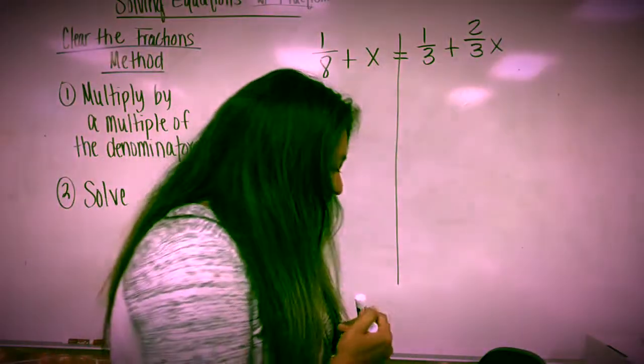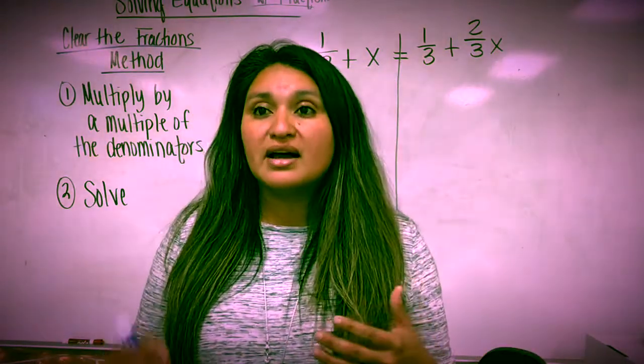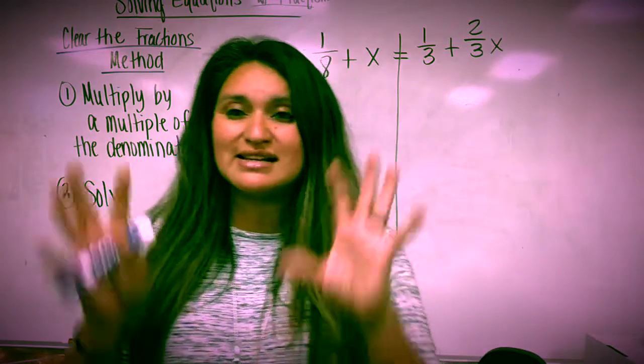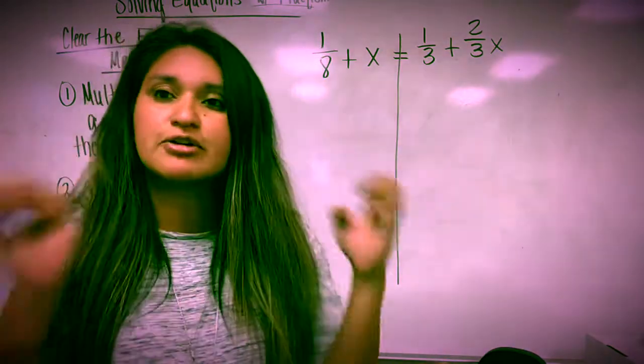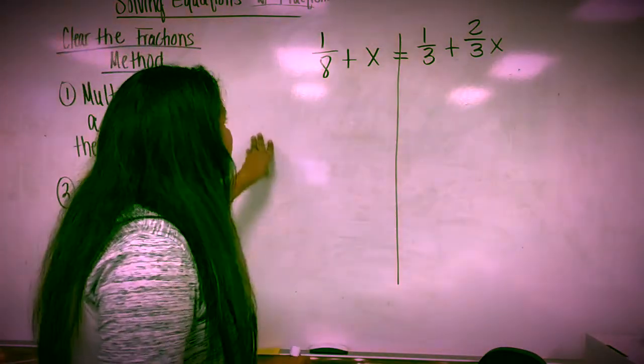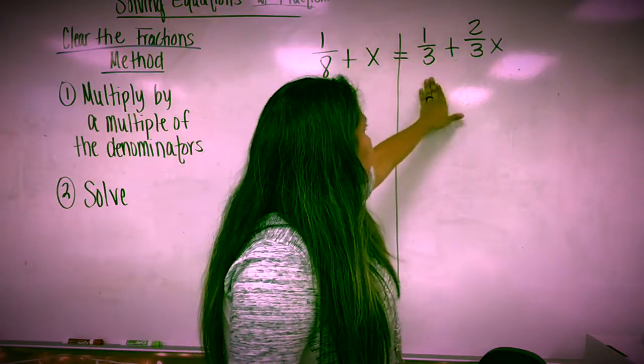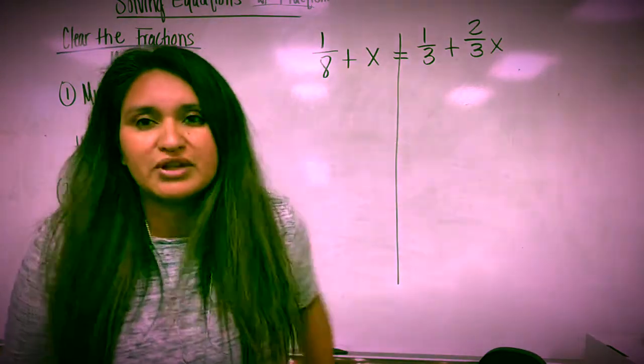All right, so let's keep it going. We're going to do this next example. Again, the method we're going to be using is this clear the fractions method. We are literally going to delete all the fractions from our problem. So to do that, I need to look at my denominators. I have an 8, a 3, and a 3. So 8 and 3 are really the only numbers that I have.